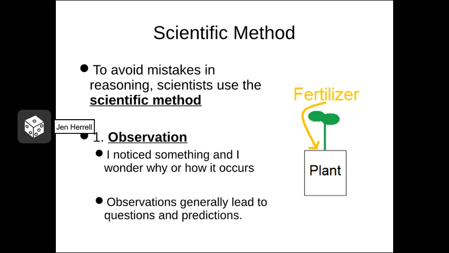Our first step in the scientific method is very simply making an observation. Hey, that's a neat thing that I saw and I'm curious about that. I wonder, does this work, or how does this work? Observations generally lead to further questions and to making predictions. So let's say, for instance, that you're curious about the effects of fertilizer on a plant. So maybe what you want to do is get a nice little house plant like this, that's a plant, and put some fertilizer on it and see what happens. Your observation is that fertilizers might make plants grow faster.